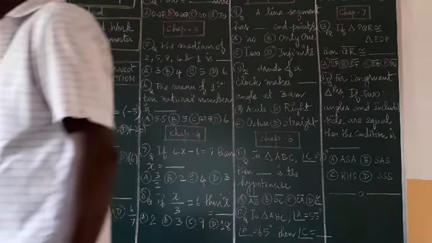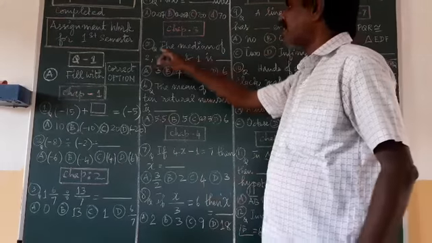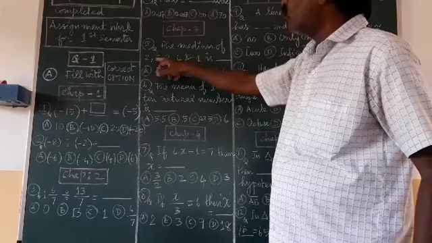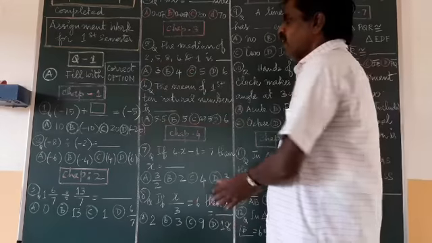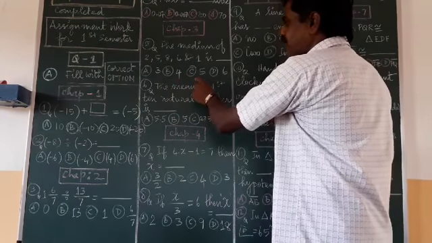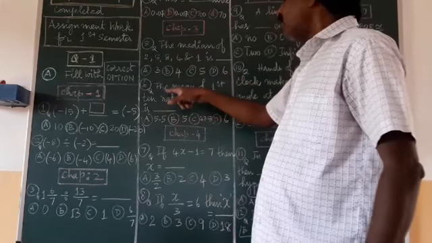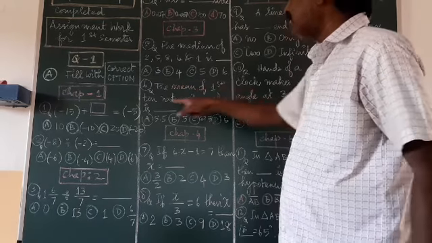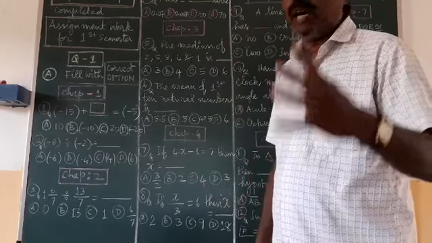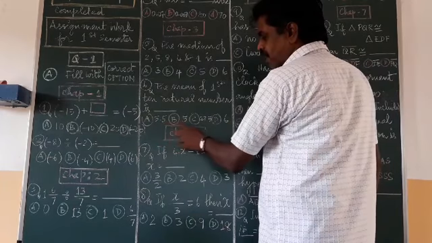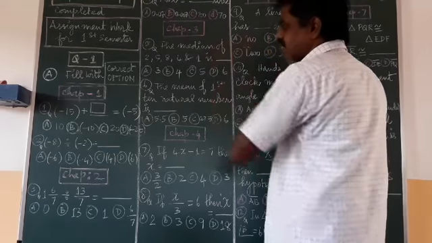Third chapter. What is your third chapter? Data handling. In data handling, fifth question: the median of 2, 5, 8, 4 and 1 is dash. What is the median among these numbers? Option A 3, option B 4, option C 5, option D 6. You have to write the correct answer. Sixth question in the same chapter: the mean of the first 10 natural numbers is dash. When you count the numbers 1 to 10, what is the mean value, the average value? Option A 5.5, option B 5, option C 27.5, option D 6. This is in the third chapter.